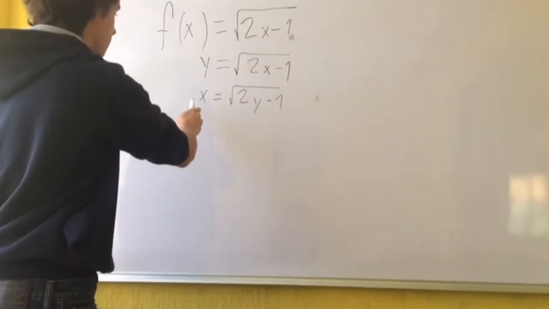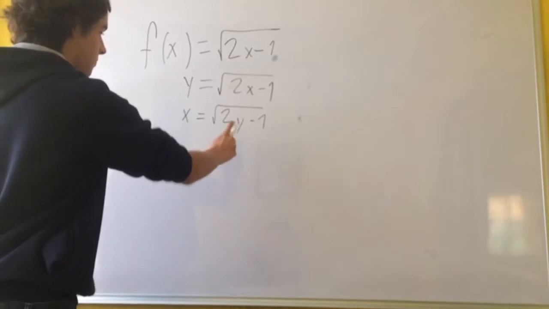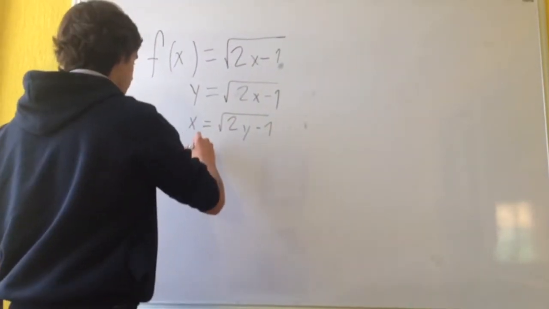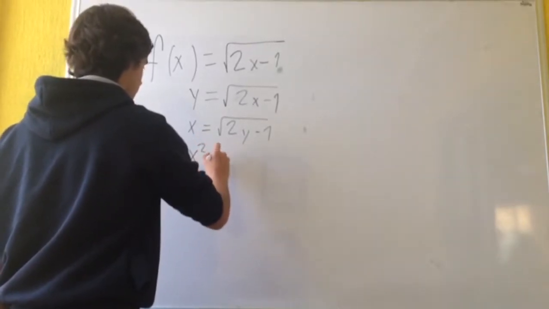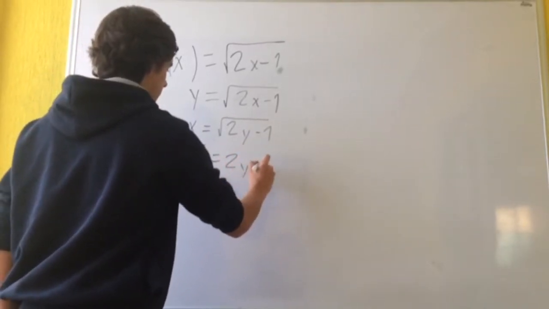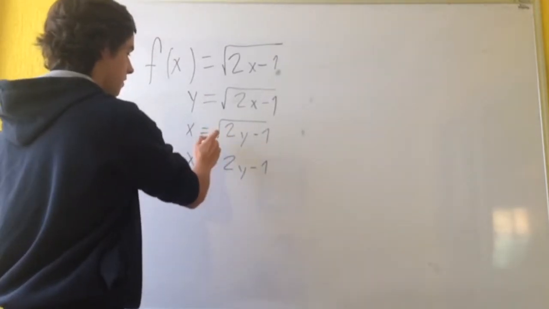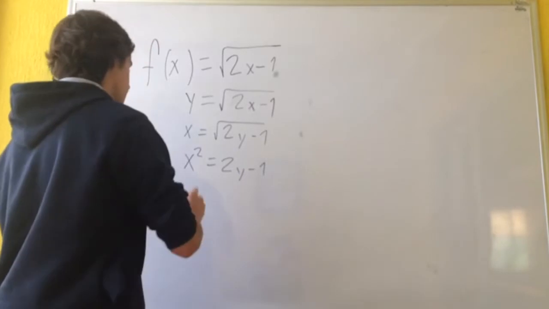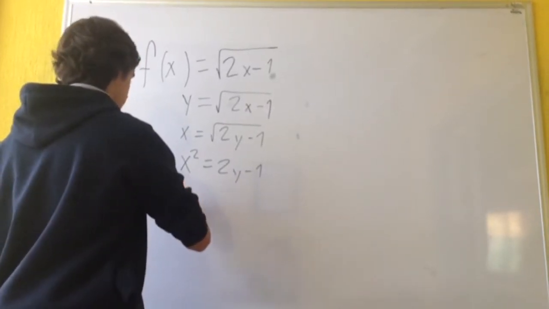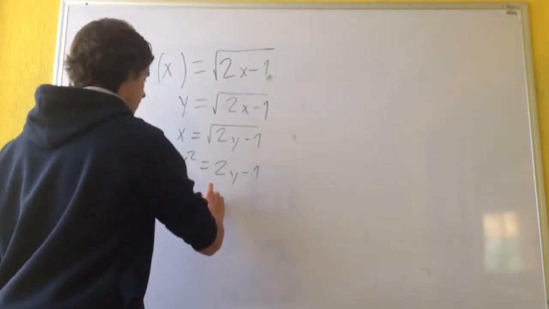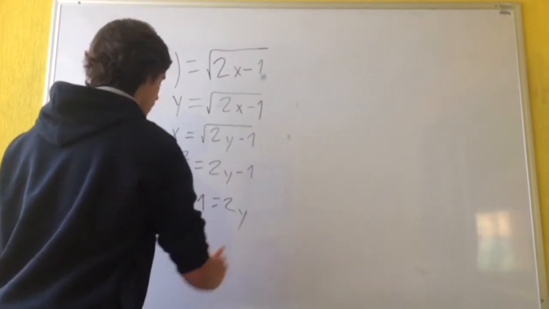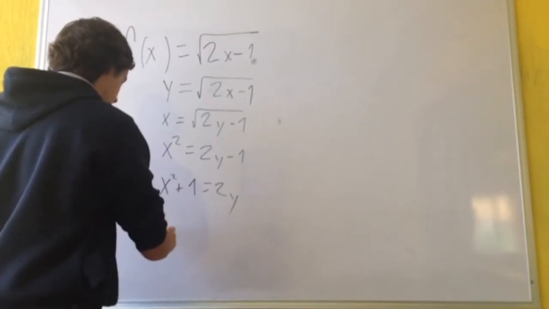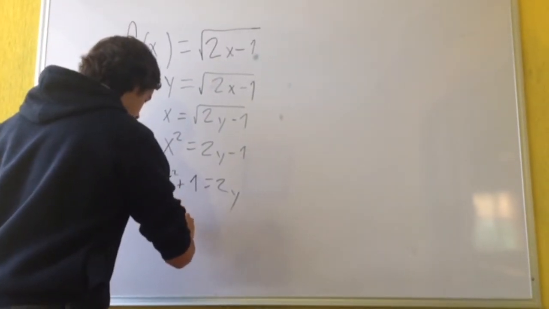So in this case, we're going to do the inverse of a square root, which is squaring both sides. So we got x squared equals 2y minus 1. Because we took the square root and changed it, now we have x squared. So now we're going to move the other term, which is the minus 1. So we got x squared, the inverse of minus 1 is plus 1, equals 2y.